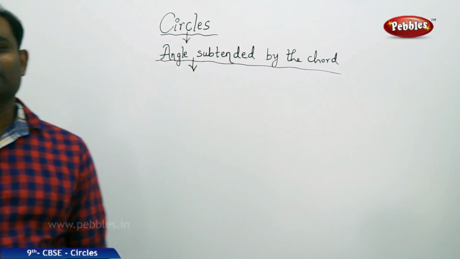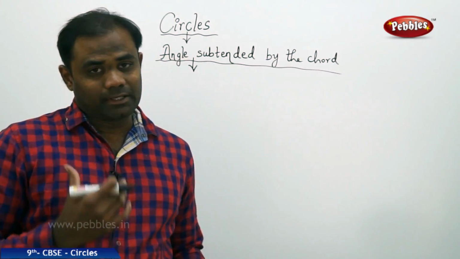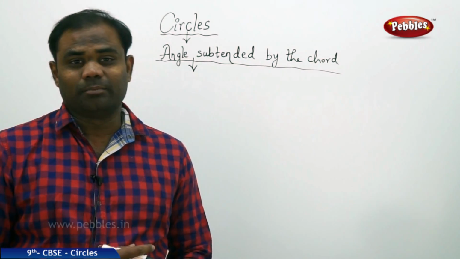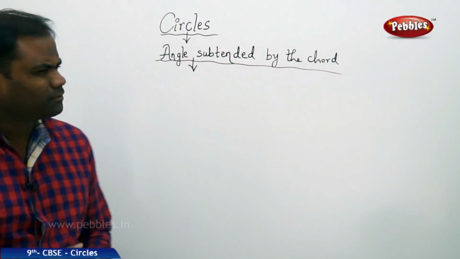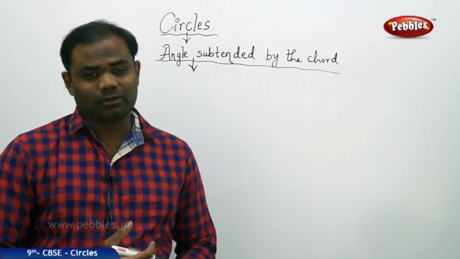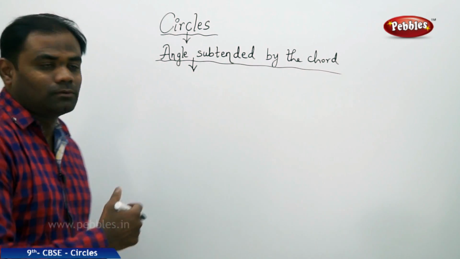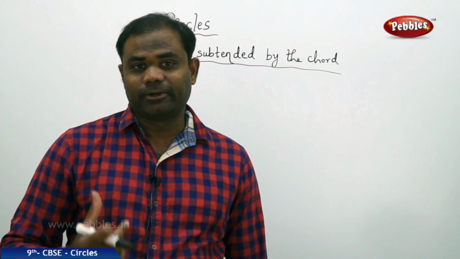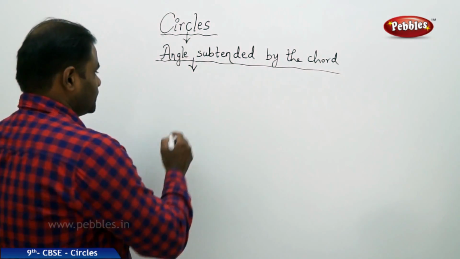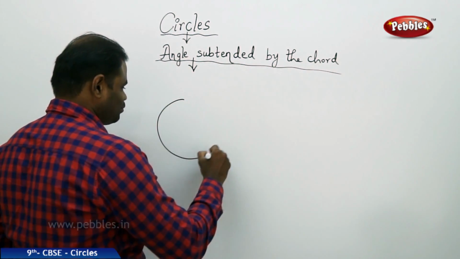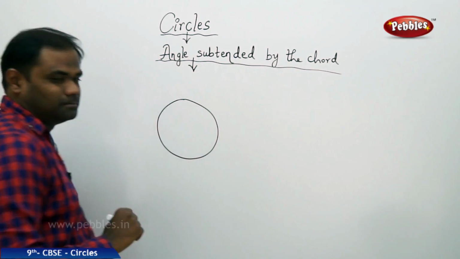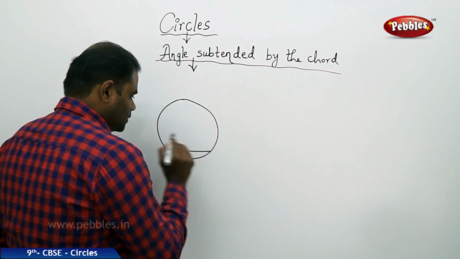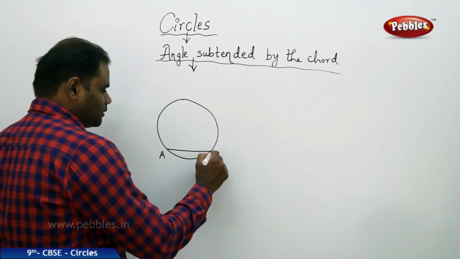So let's see what exactly we can understand through angle subtended by the chord before we understand the properties connected. What do we mean by angle subtended by the chord? So let's take a circle to understand the concept better through geometrical means. Suppose I take a circle and I take a chord. So for this circle, my chord is AB.